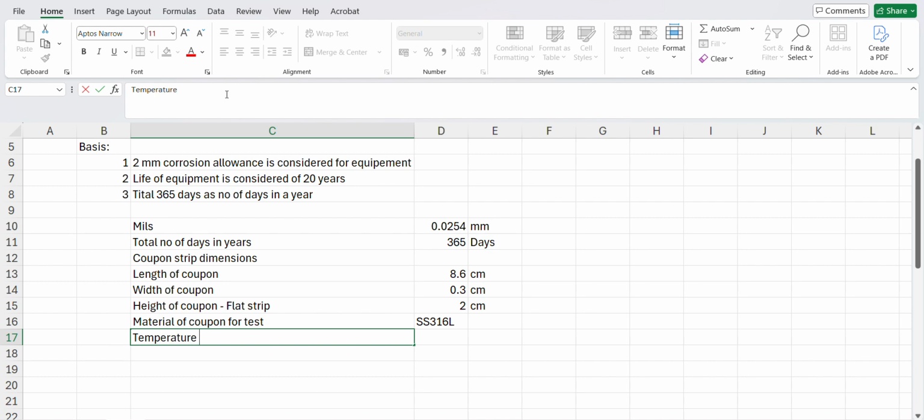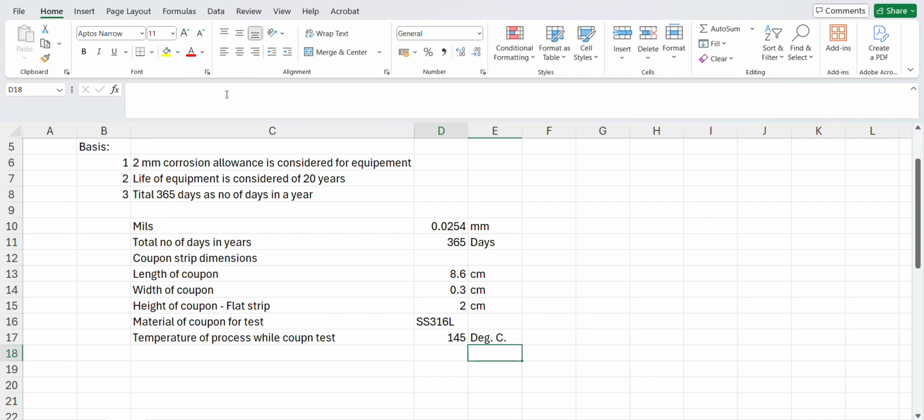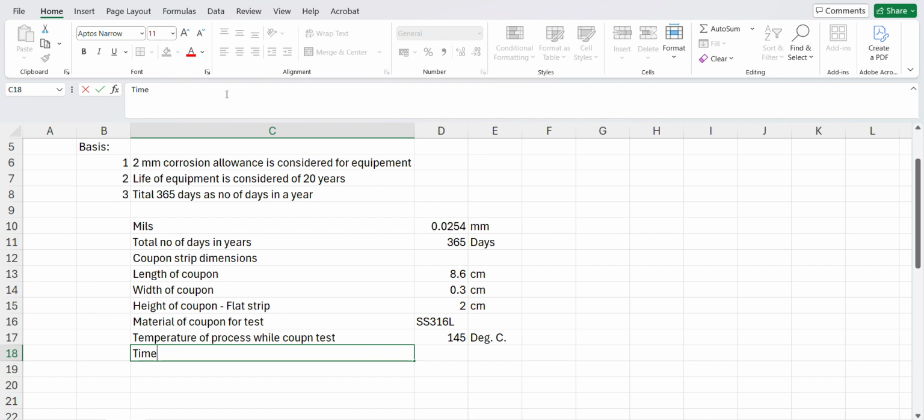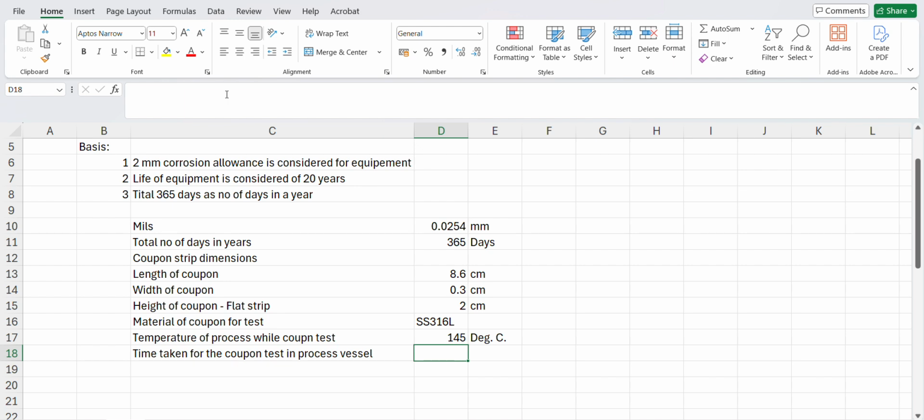Temperature of the process during the coupon test: the coupon test is performed at 125 degrees Celsius for one of the corrosive materials. Then the time taken for the coupon test in the process vessel, because we have placed the coupon for 10 days in the process area.